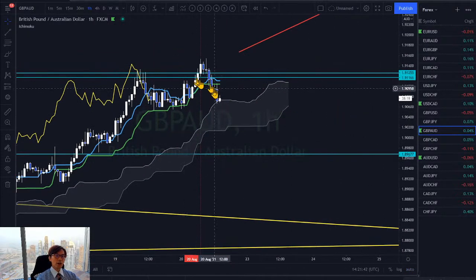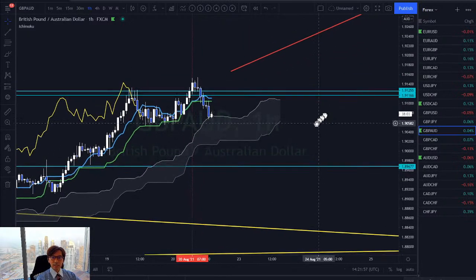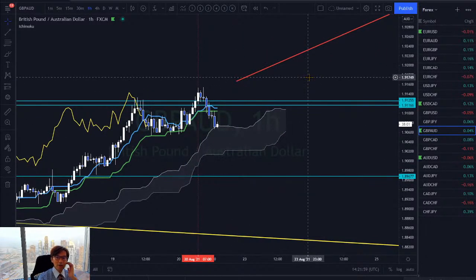I was actually looking for, I took a buy here too. I took a buy at 1.9125, and the market retraced backwards soon, and I exited very soon. So yeah, that was my trade. It looks like the market has been retracing because AUD is getting stronger today, and that's why.